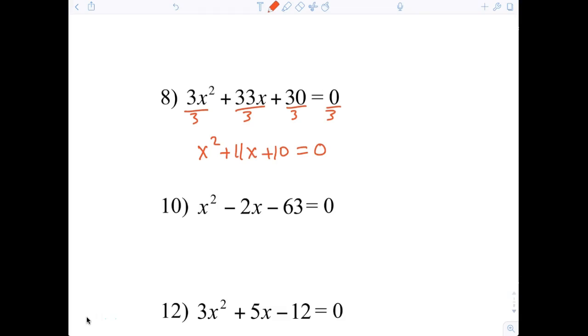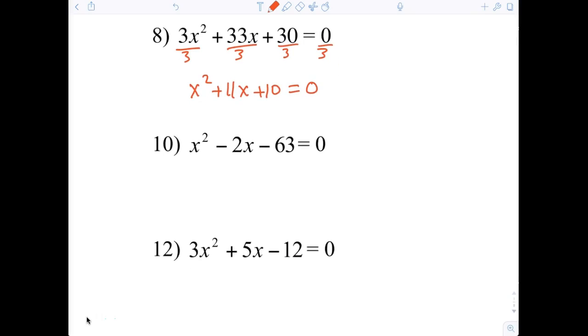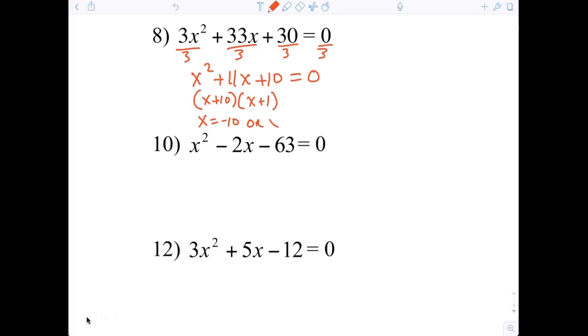And it's 10 and 1. Yep. And now when you're factoring that, that would be x plus 10, x plus 1. x equals 10. Or negative 10. That is correct. And so x could be negative 10, or x could be negative 1.